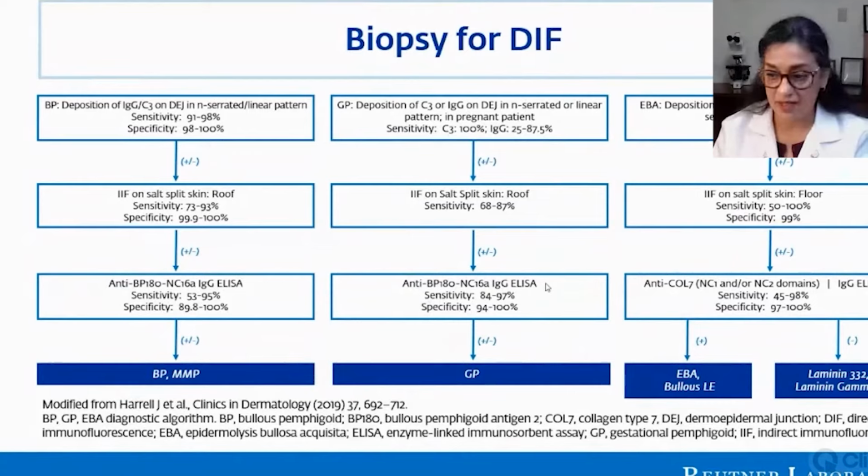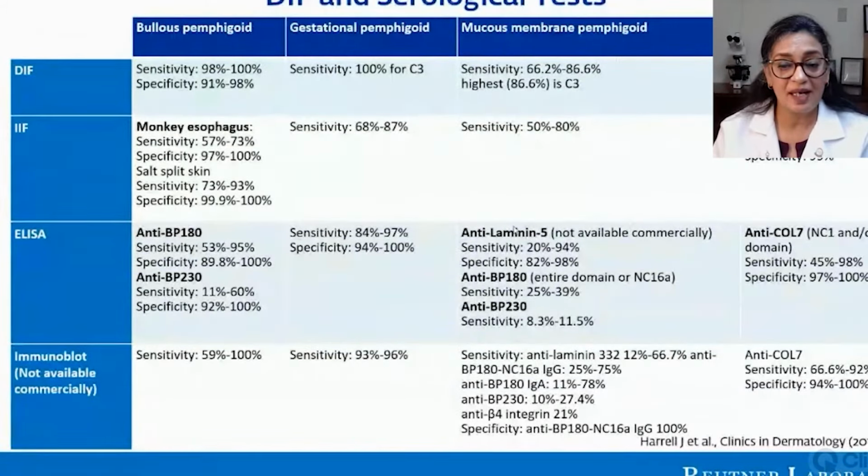Anti-BP180 ELISA gives us a better sensitivity. Similarly, not all patients with EBA will reveal antibodies by indirect immunofluorescence, and the anti-collagen 7 ELISA or IFA test for these antibodies became recently available, and it has reported a variable sensitivity ranging from 45% to 98%. Again, a very busy slide. I'm not going to say all these numbers here, but the take home is that it's a combination of DIF and serology which helps in confirming and giving us an accurate diagnosis for subepidermal blistering diseases.